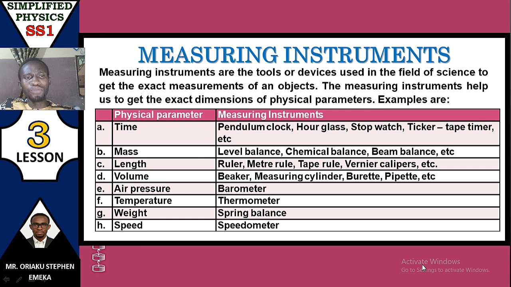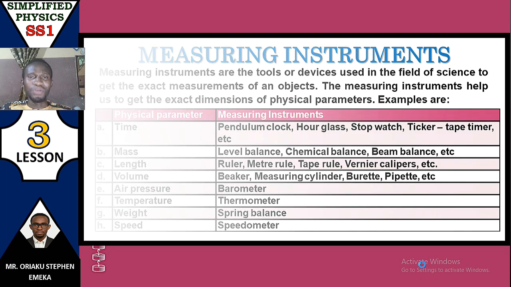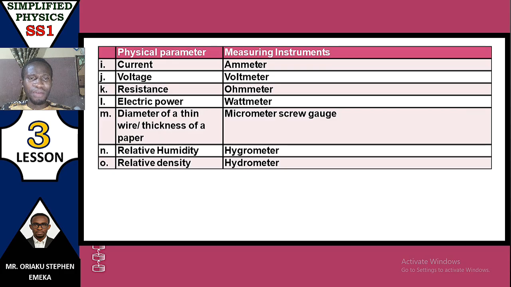For volumes, like volumes of liquid and solid, we have the beaker, measuring cylinder, burette, and pipette. For air pressure, the pressure of the atmosphere, we have the barometer. For accurate measurement of temperature, we make use of the instrument called what? Thermometer. For us to measure weight, we make use of what? Spring balance. For us to measure speed, we make use of what? Speedometer. Okay. Now we have other things.